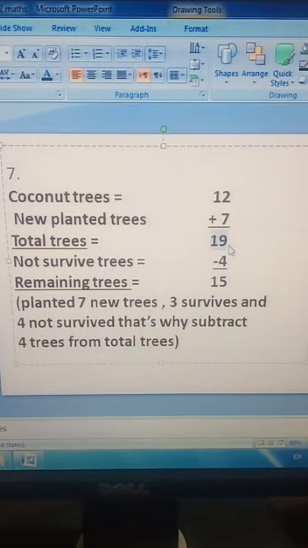Okay, students, read the next statement. But only 3 of these survive. They said that from these 7, only 3 survived, but 4 did not survive. So we will subtract the trees that did not survive. Okay, students. 3 बड़े हो गए और जो 4 थे वो सर्वाइव नहीं कर सके, वो ग्रो नहीं कर सके, वो मुरझा गए. So we will subtract 4 from 19. So this will be 15. It means the remaining trees are 15. Look at this. Planted 7 new trees. 3 survive and 4 do not survive. That's why we subtract 4 from the total number of trees.